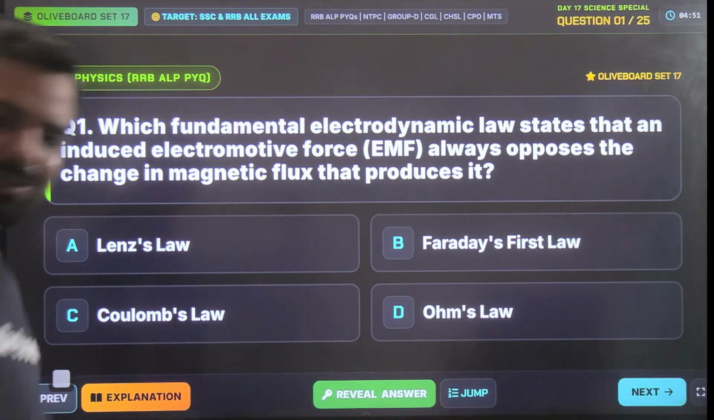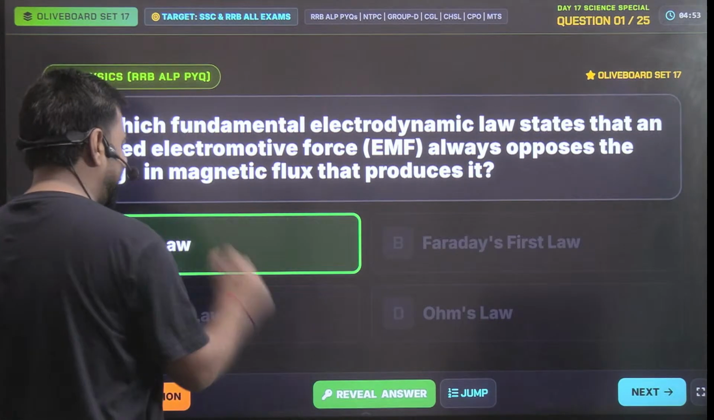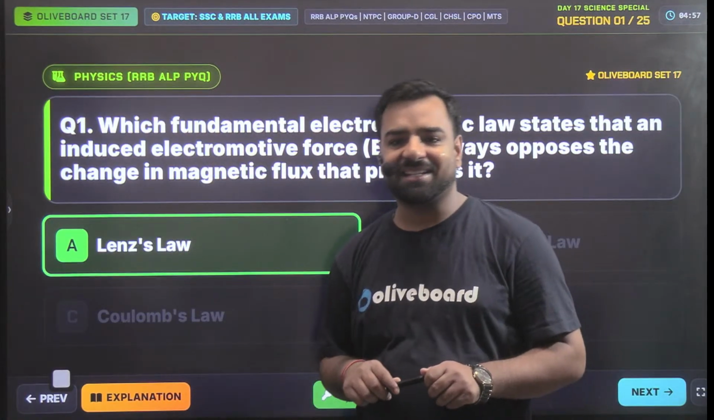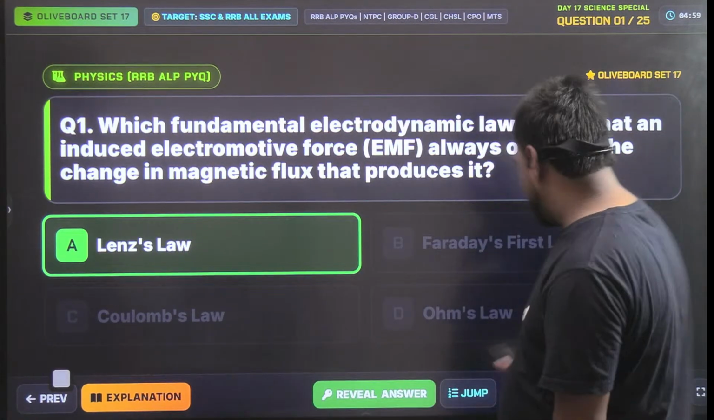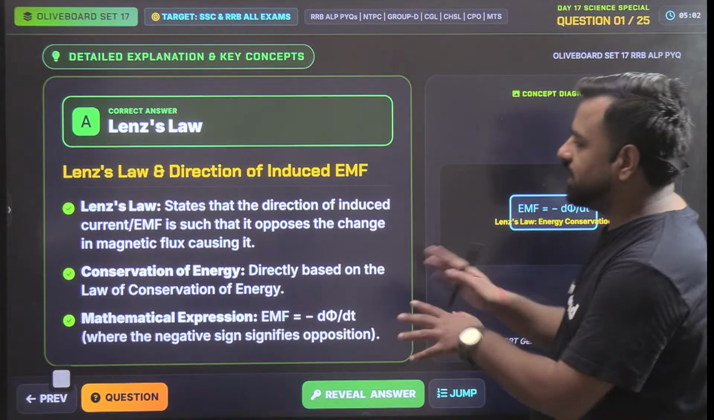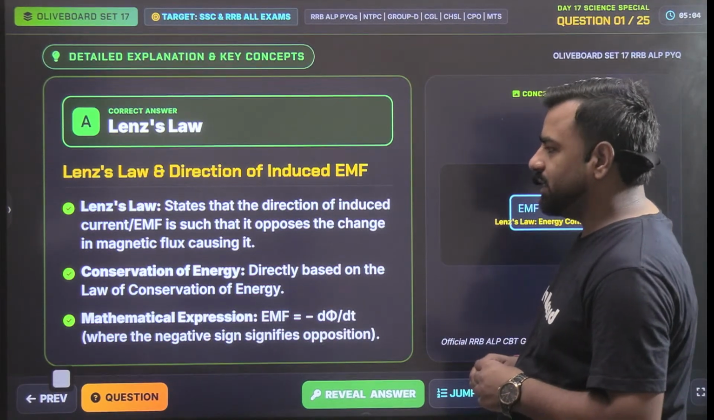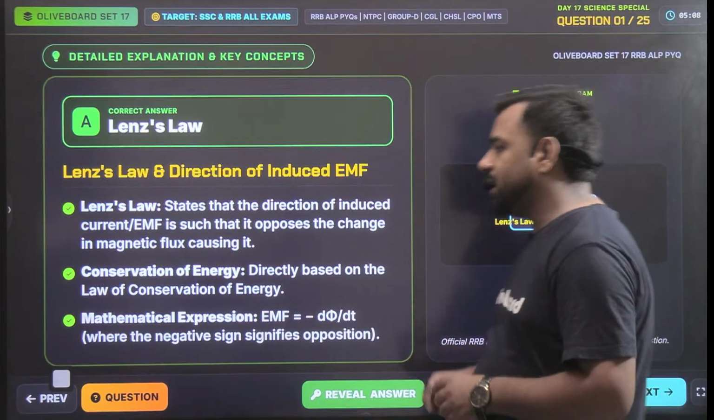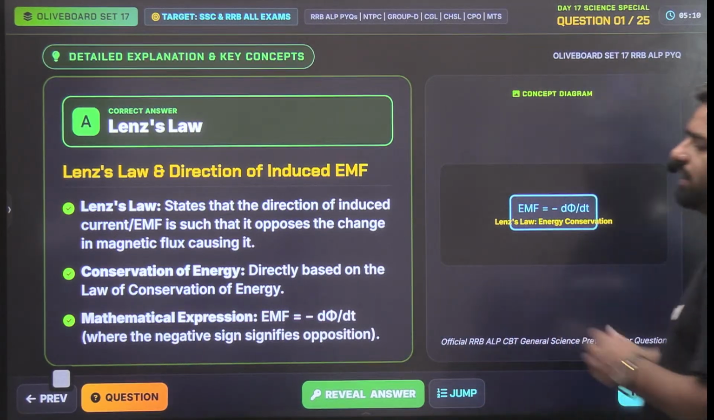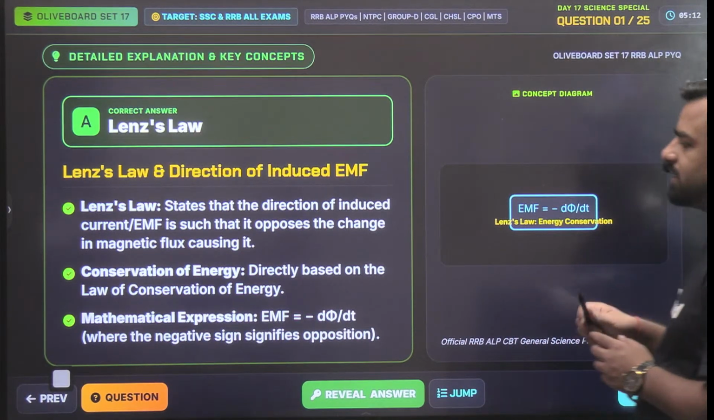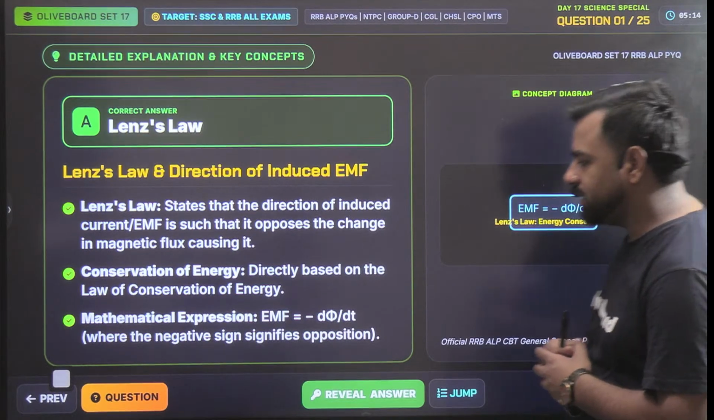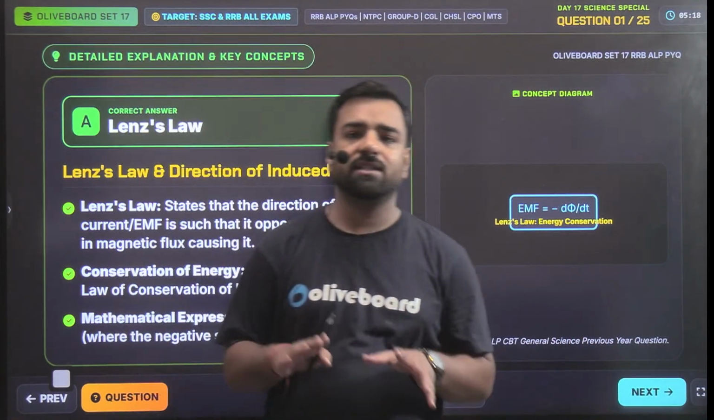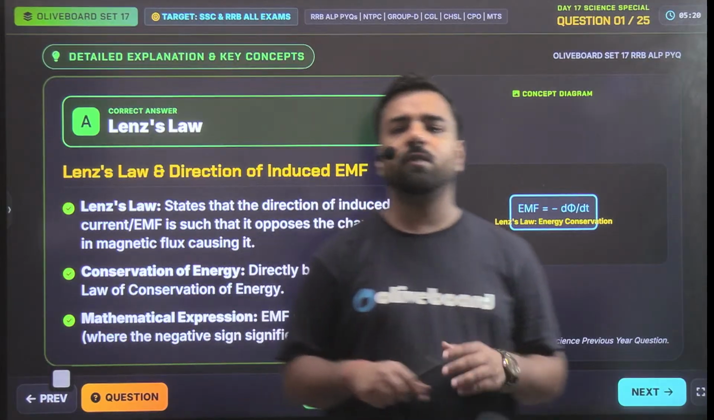Ankita, Utkarsh? So this time the answer is Lenz's law. I don't know why it took time, but yes, the correct answer is Lenz's law. More about it: it states that the direction of the induced current is such that it opposes the change in the magnetic flux causing it. We can link it with the conservation of energy, which states that energy can neither be created nor destroyed, but it can be transformed from one form to another.